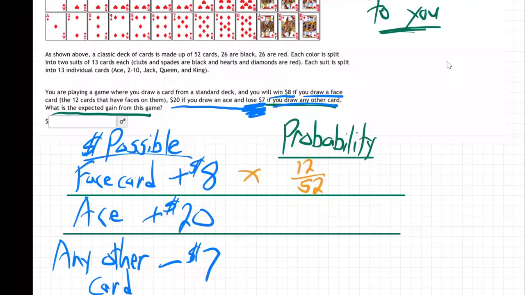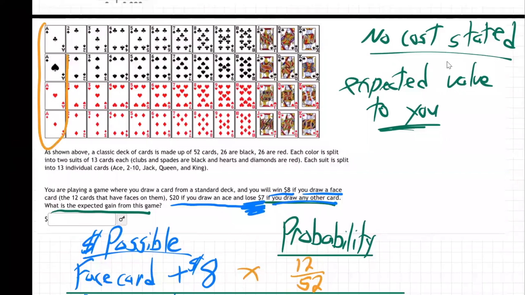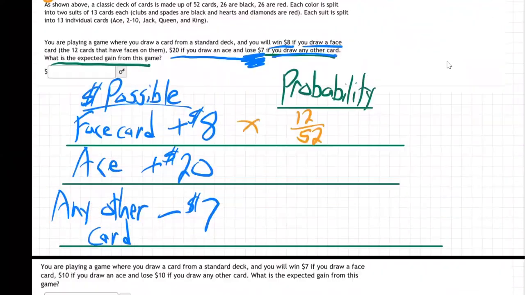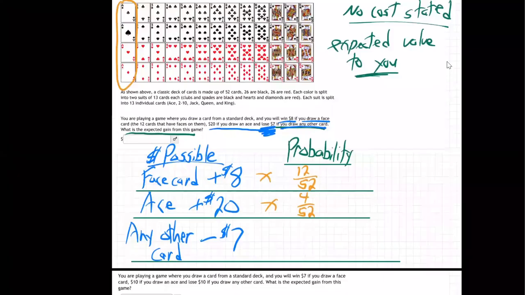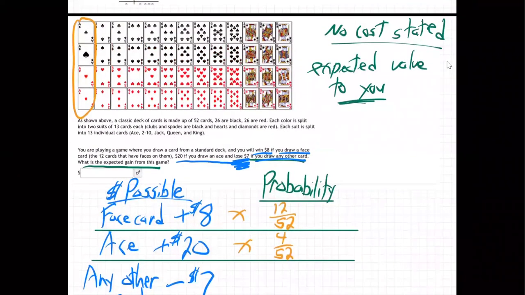Next, getting an ace. What's the chance of getting an ace? Well, here are the aces. There are 4 of those. So that's 4 out of 52. That's the probability, and we're going to multiply that. That's the likelihood that when we reach in the deck and grab a card, we're going to get an ace. 4 of the cards out of 52 are aces. 12 of the cards out of 52 are face cards. So that's the probability of getting a face card multiplied by the $8 you'll win if you get a face card. The chance of getting an ace is 4 out of 52 multiplied by the $20 you'll gain if you do that. Let me circle the face cards here.